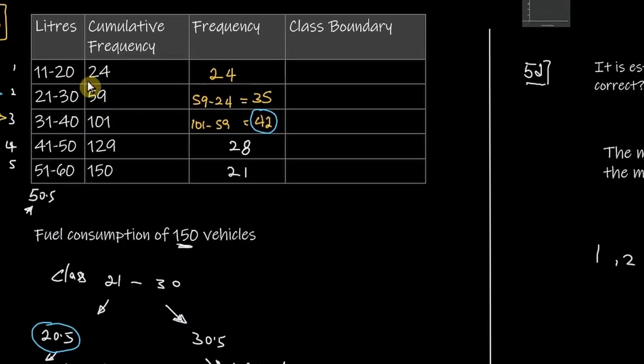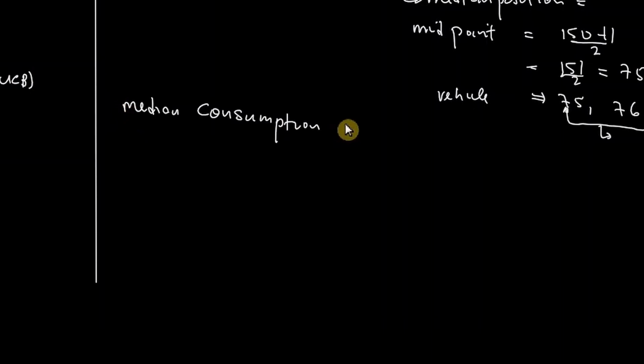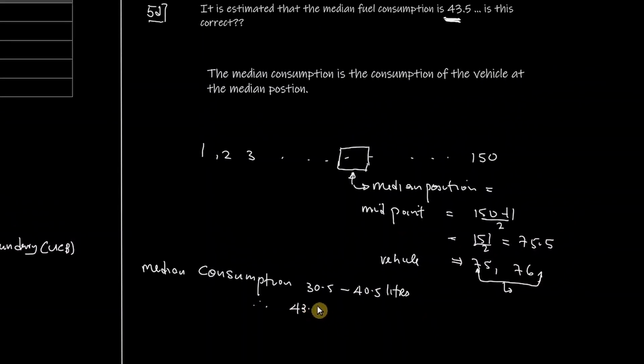So if we take a look at our frequency table, we'll note that the first 24 vehicles consumed between 11 and 20 liters. The next 35 vehicles consumed between 21 and 30. That goes up to vehicle number 59. And then the next 42 vehicles consumed between 31 and 40 liters, and that will take us between 59 and 101. Therefore, both the 75th and the 76th vehicles would be in this class, and the consumption of fuel in this class would be estimated at 30.5 to 40.5 liters. So the median consumption is between 30.5 and 40.5 liters. Therefore, 43.5 is too high an estimate and is therefore incorrect.